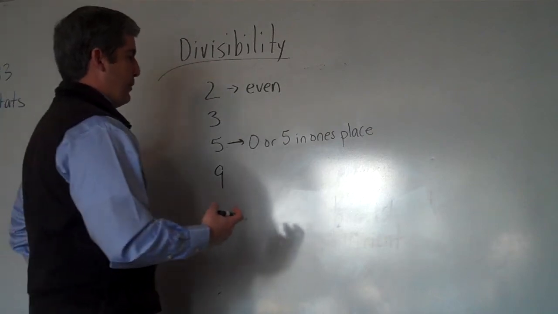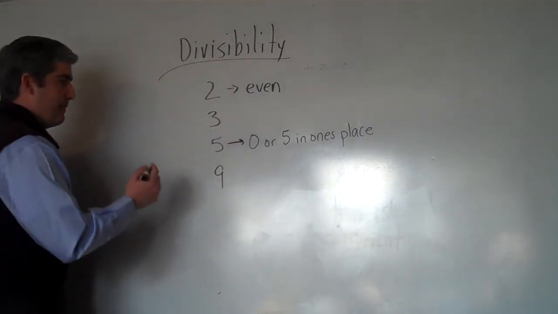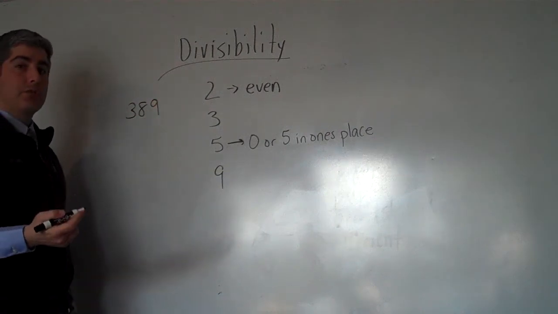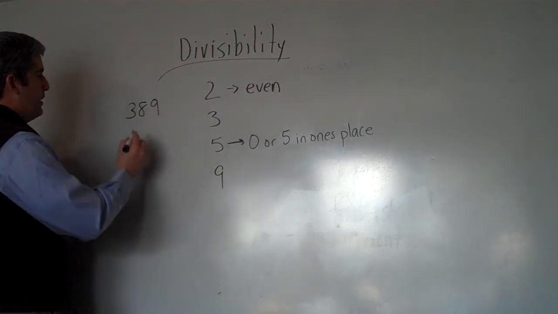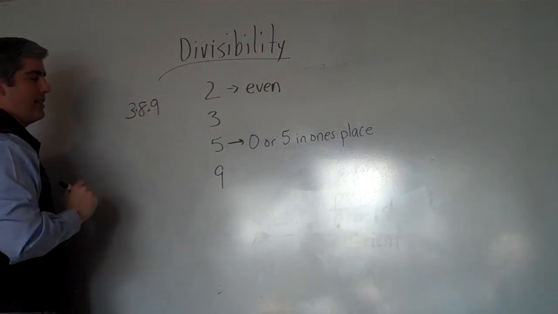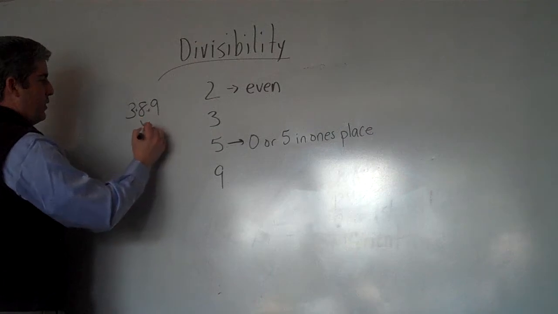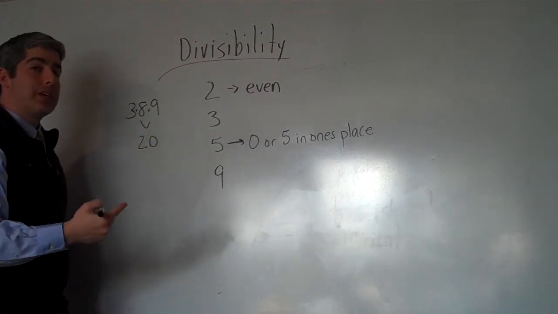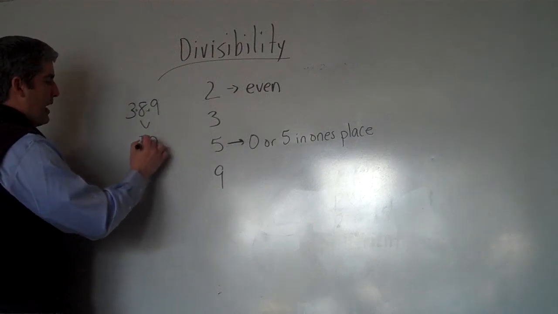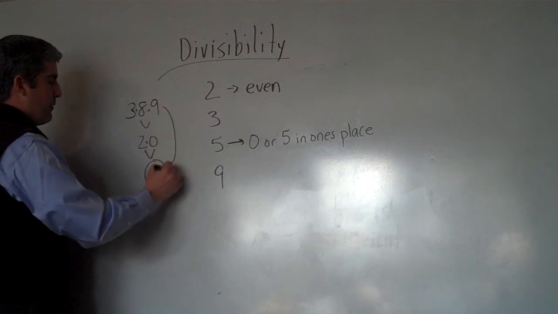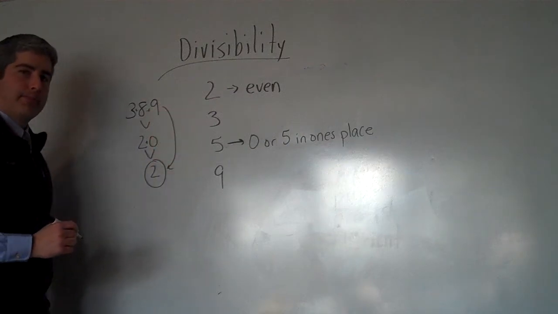So let me show you an example. Let's say we had the number 389, and we wanted to find the digital root of 389. We would add the digits 3 plus 8 plus 9, which would give us 20. Then we must keep going until we get to a 1-digit number. So we add 2 plus 0, which equals 2. So the digital root of 389 is 2.